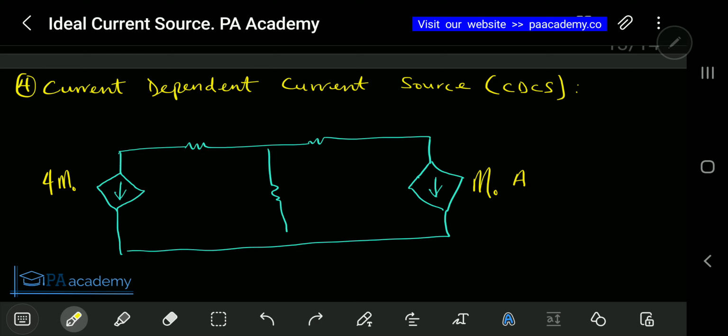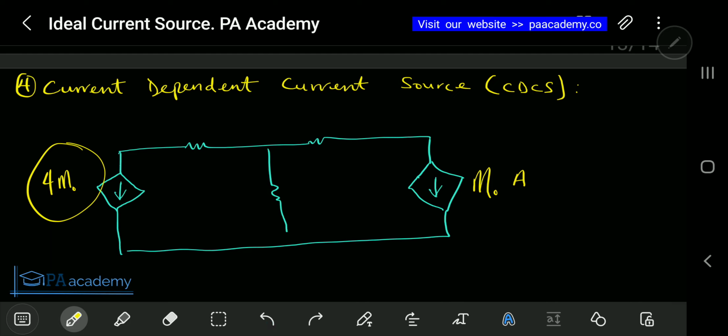So for a current dependent current source, we have a current source whose value depends on another current source, exactly, or another current value within that circuit. Okay, so now let's look at this. If you look at this circuit, we have this source here and we have this source here. Which one do you think is the dependent source, and which one do you think is the independent source?